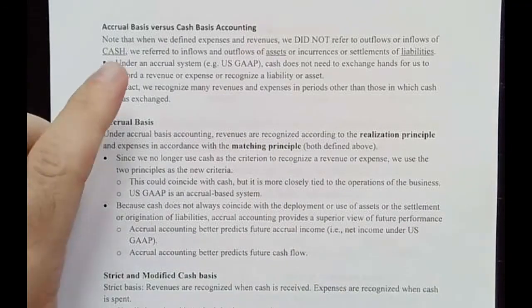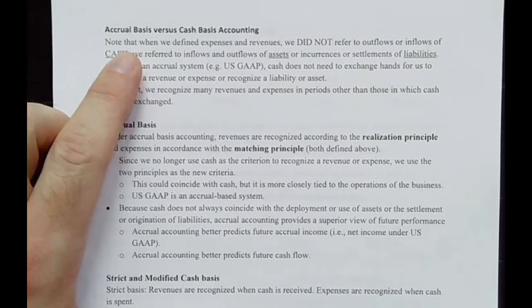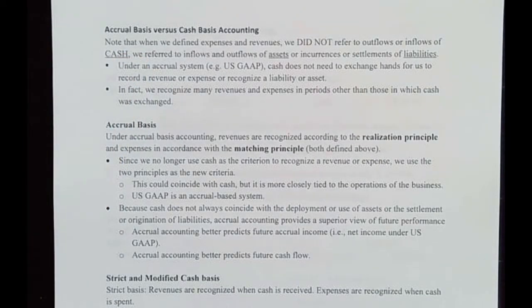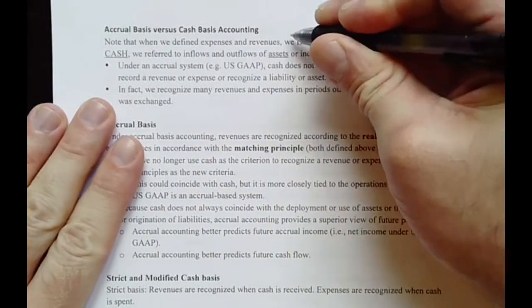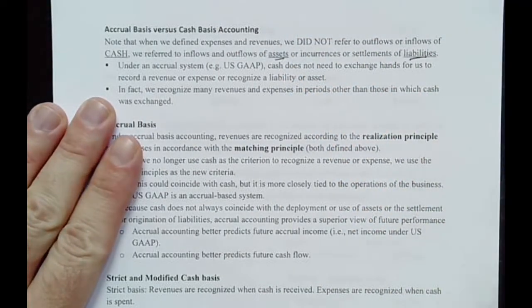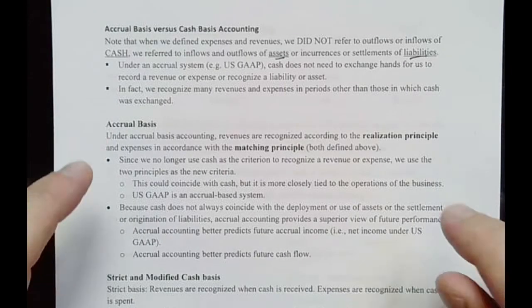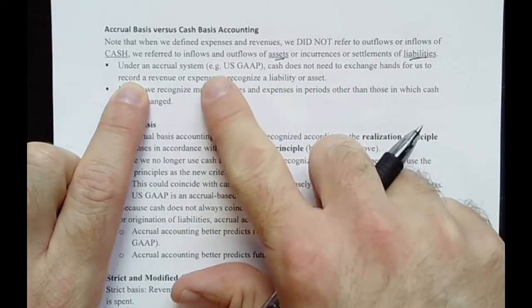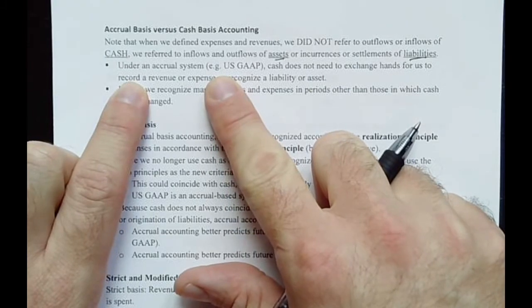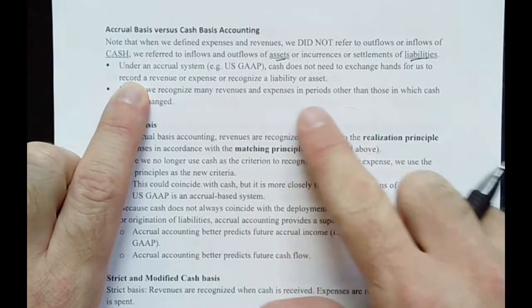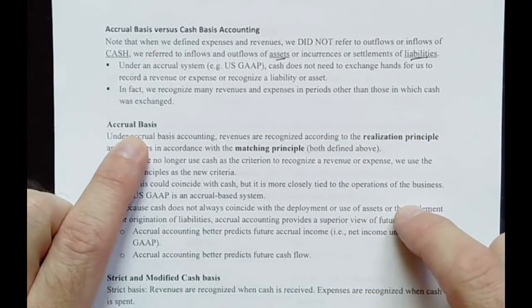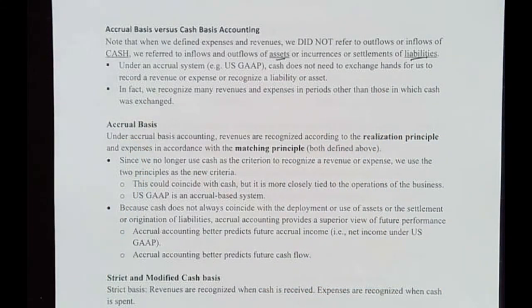When we defined revenues and expenses in those elements, we did not refer to inflows or outflows of cash, right? We referred to inflows and outflows of assets. We referred to incurrences or settlements of liabilities. So this was not cash specific. We were more general, and we were more general for a reason. Because under an accrual system, which is used by GAAP, a cash-based system is not allowed under GAAP. We do not have to have cash exchange hands in order for us to record a revenue or expense or recognize a liability or an asset.